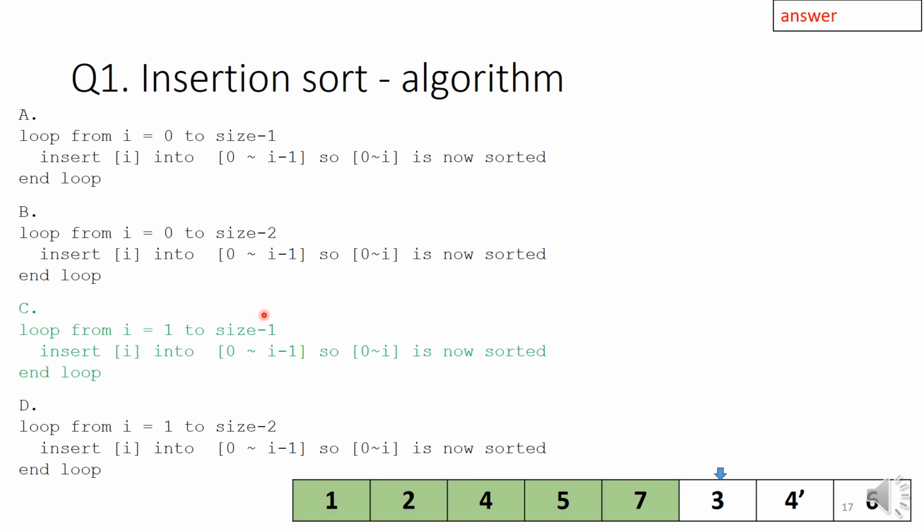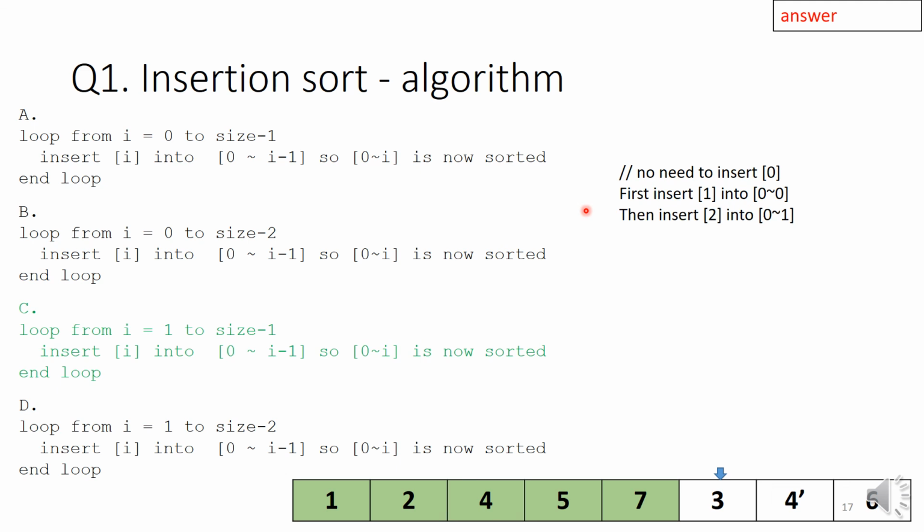Recall what we did on the example. The sorted region starts with the element at index 0. There's no need to insert the item at 0. Our insertion starts from the element at index 1. We need to insert it into the sorted region.